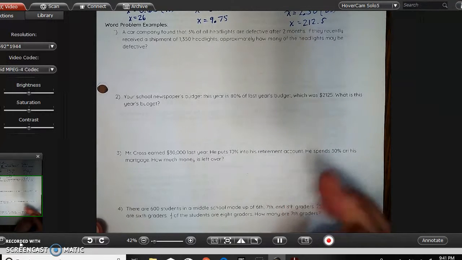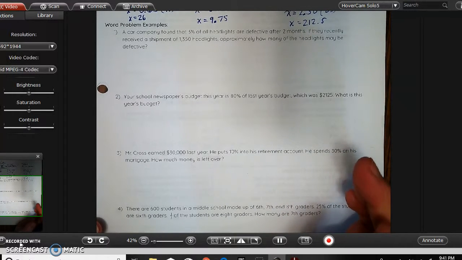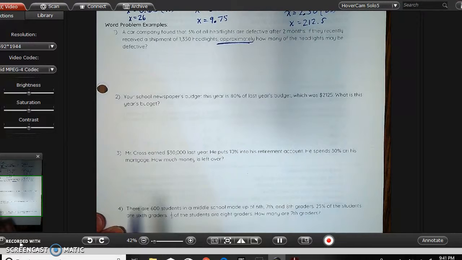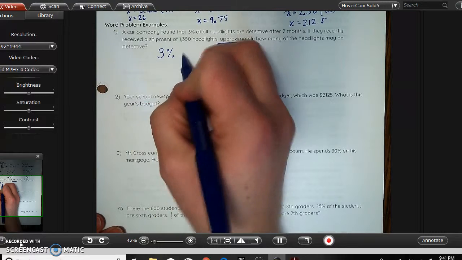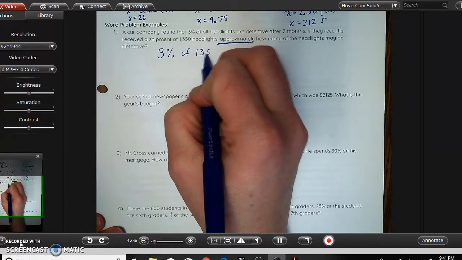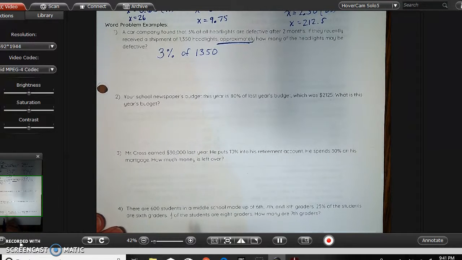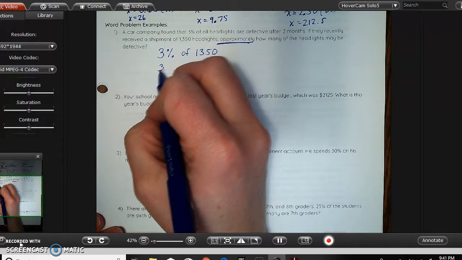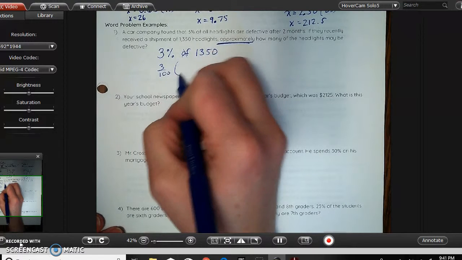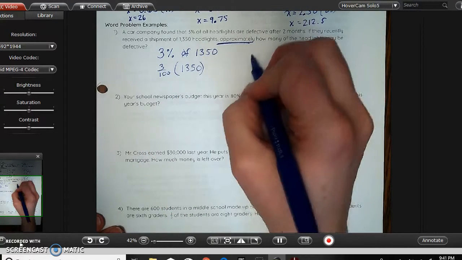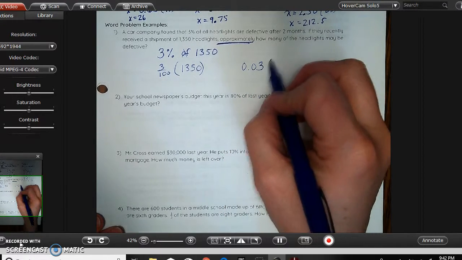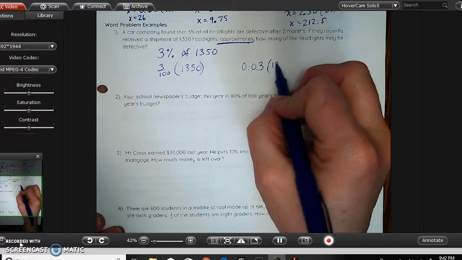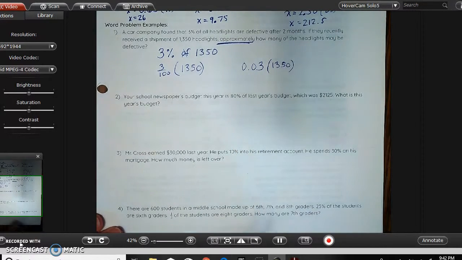So if they recently received a shipment of 1,350 headlights, approximately how many of the headlights may be defective? So I want to find 3% of the headlights, and I've got 1,350 headlights. So I'm going to turn that 3%, once again, into a fraction, or I can turn it into a decimal. Just make sure that you write it, as we talked about, as 3 cents, so that extra 0 gets in there. Don't make it 30 cents, that'd be a whole lot different.